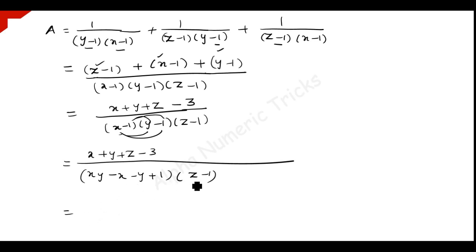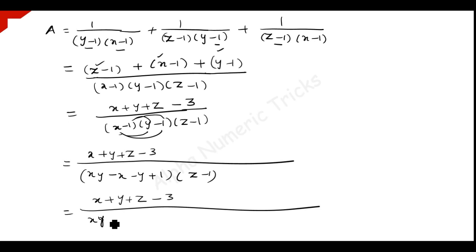Again, multiply this z with these two terms. So x plus y plus z minus 3 over, here z is multiplied with this: xyz minus xz minus yz plus z. In the same way, minus 1 is multiplied with this term. Minus 1 times xy is minus xy. Minus 1 times minus x is plus x, plus y, minus 1.